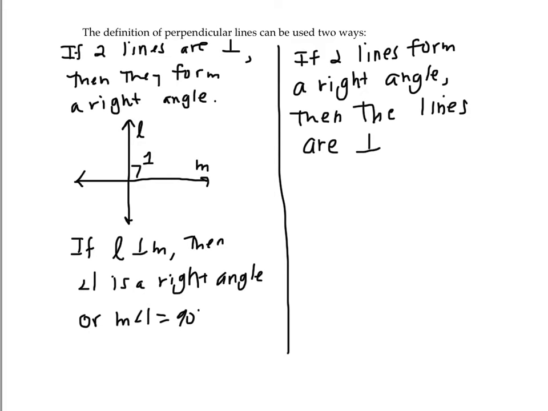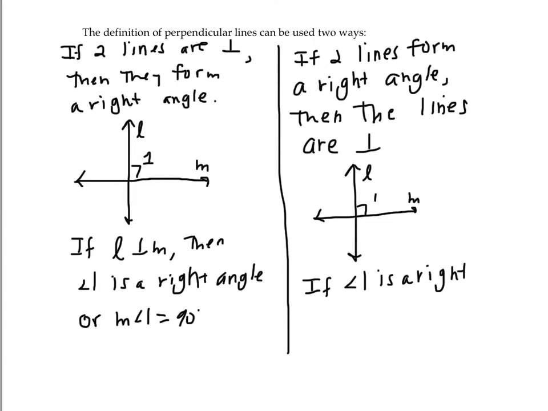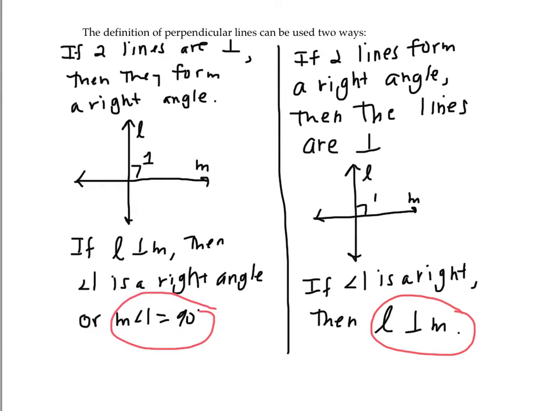In other words, if we have that same diagram, and this time around we're given that angle 1 is a right angle, we could also be told the measure of angle 1 equals 90 degrees, then our conclusion would be to say that line L is perpendicular to line M. So we would use this second case if we're trying to prove that lines are perpendicular, and we'll use this first case if we're trying to prove that an angle has a measure of 90 degrees, or just to say that it's a right angle. But again, both of these come from the definition of perpendicular lines.